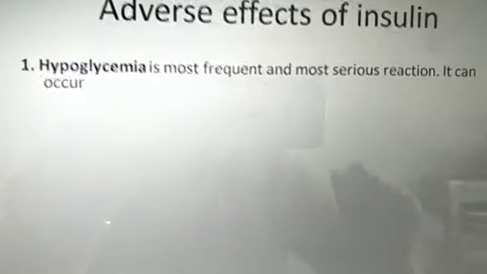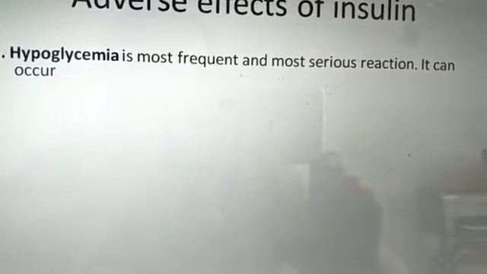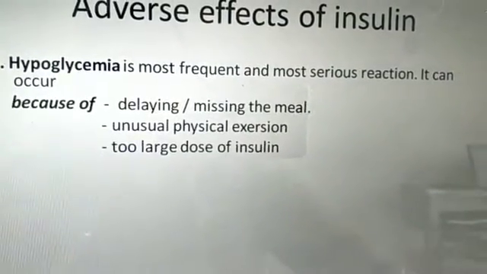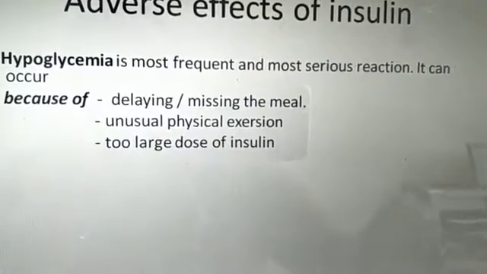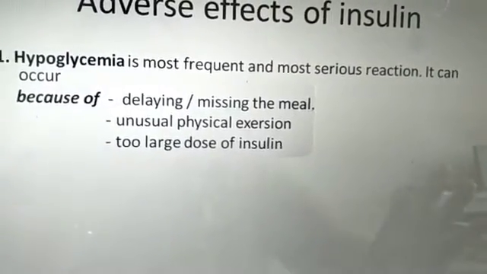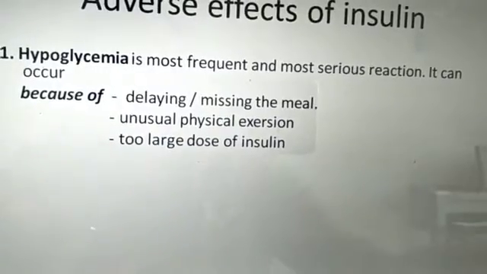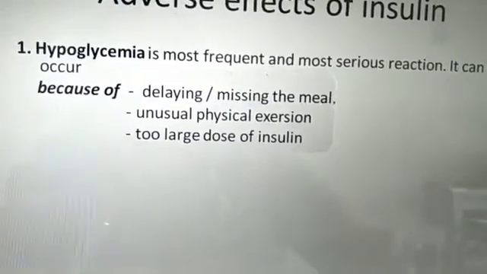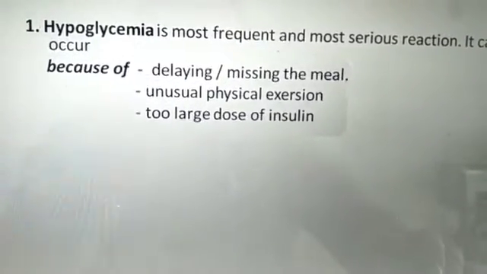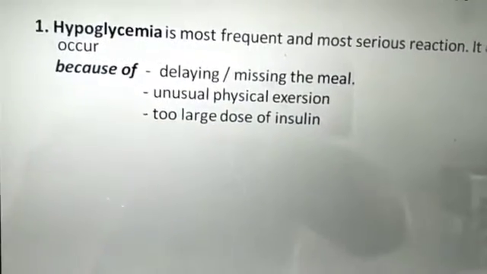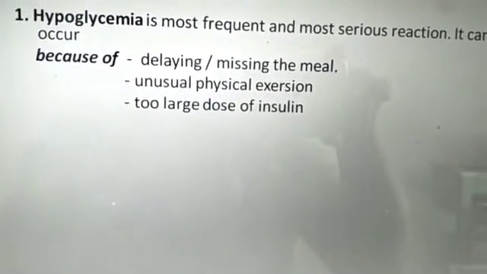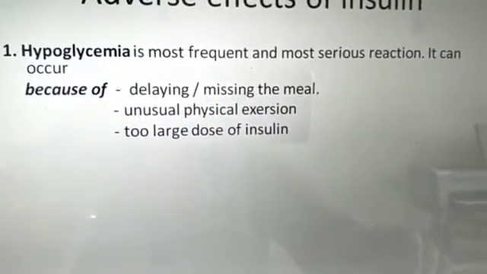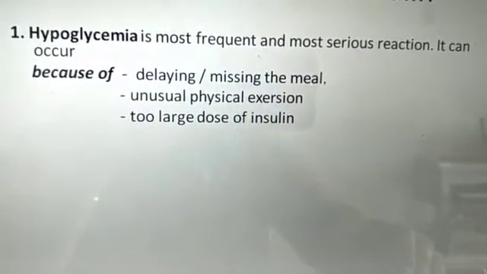So hypoglycemia, most frequent and most serious adverse effect. When hypoglycemia occurs, if a meal is missed, patient takes insulin but misses the meal, or meal is delayed. If there is unusual physical activity, or if the dose of insulin is large, unaccustomed physical activity, or missing a meal, they may cause hypoglycemia in a diabetic patient receiving insulin therapy.